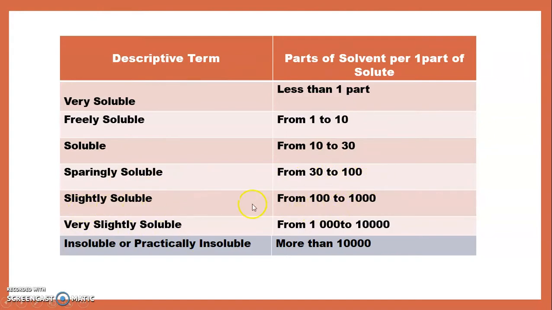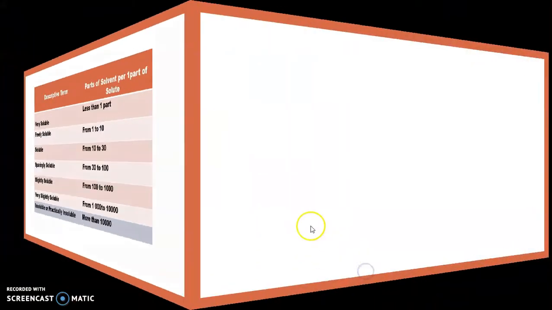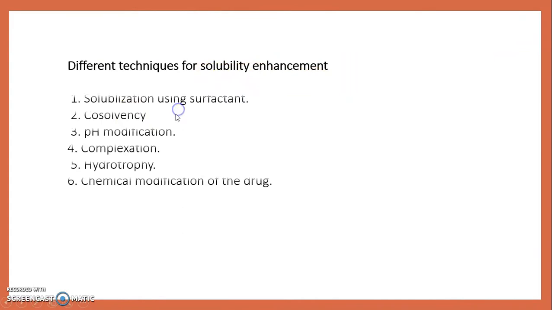Slightly soluble, here the quantity is increased: 100 to 1000 parts. Very slightly soluble means from 1000 to 10,000 parts. Insoluble or practically insoluble means more than 10,000 parts. Then the different techniques for solubility enhancement are solubilization using surfactant, co-solvency, pH modification, complexation, hydrotropy, and chemical modification of the drug.